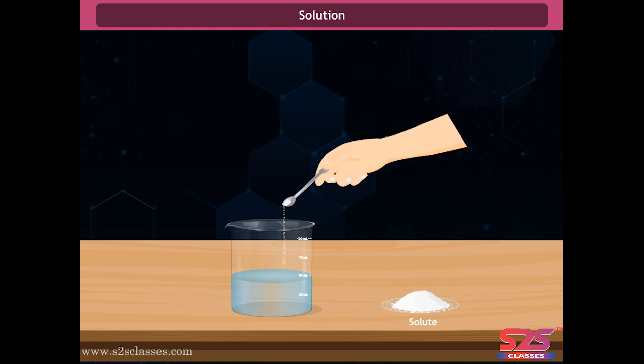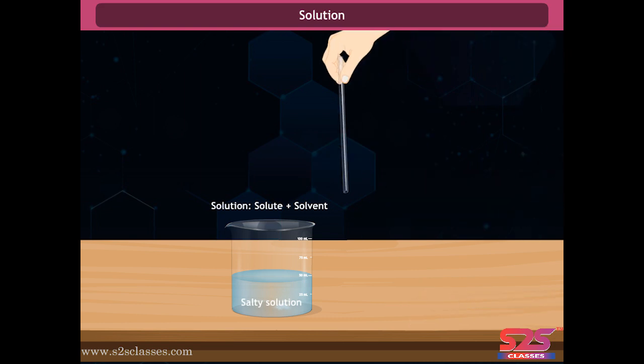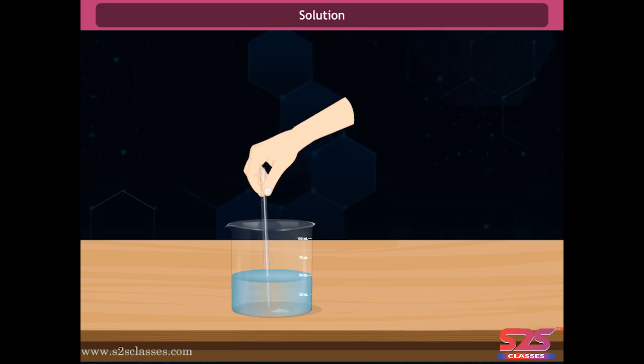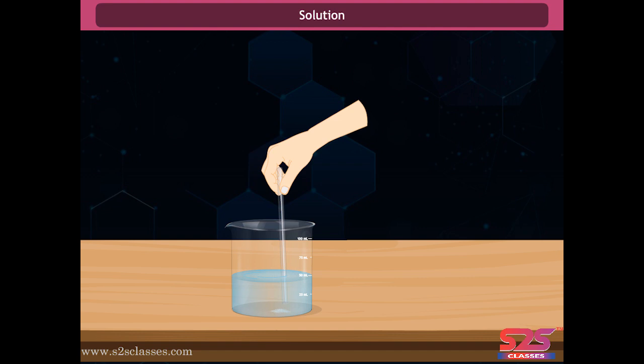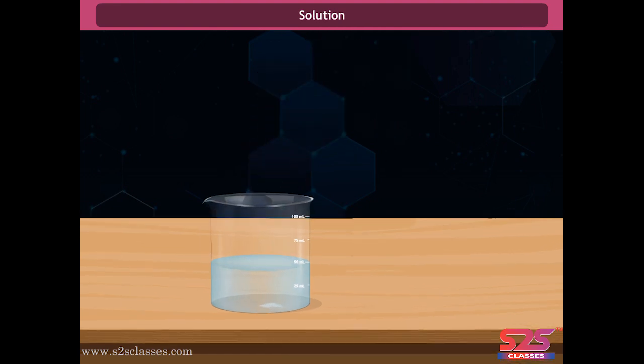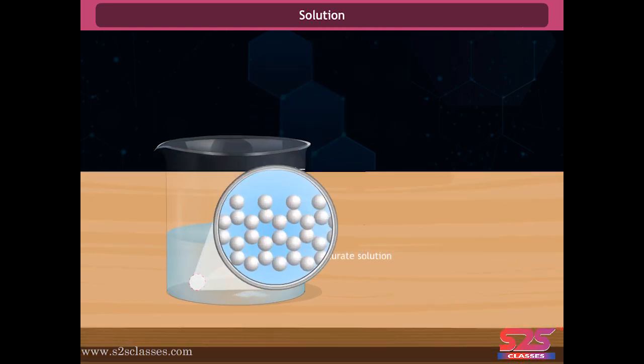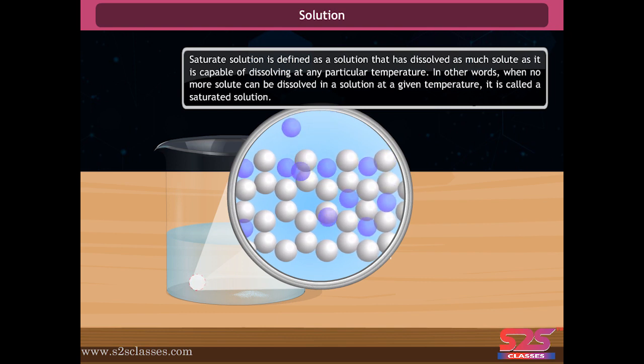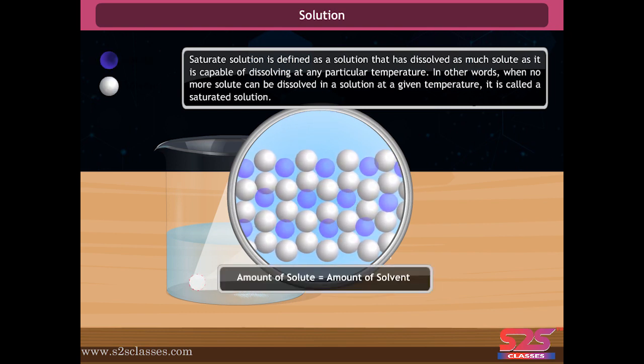Now add some more salt in it. What do you observe? We observe that no more solute dissolves in it. Thus, the solution is called a saturated solution. A saturated solution is defined as a solution that has dissolved as much solute as it is capable of dissolving at any particular temperature.